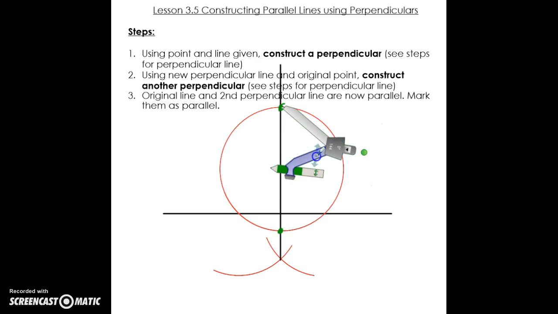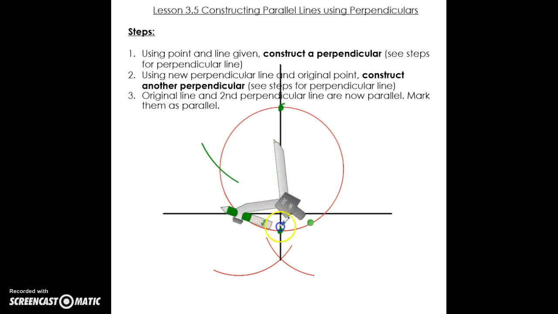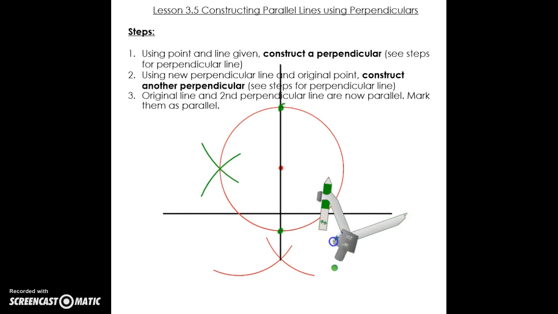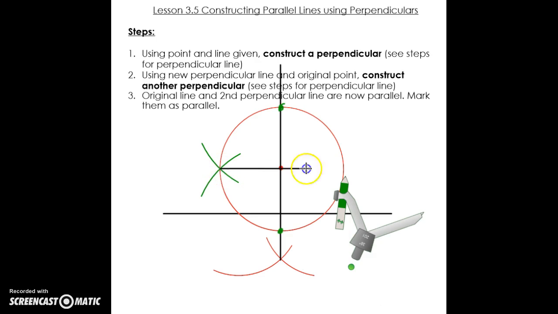and I can make new arc marks, but I need to make my compass slightly larger. And I can either go on the left side here or the right side, doesn't matter, but I'm going to make my arc marks that'll intersect each other. And where they intersect, I'll take my straight edge and connect through to my point. And because these were both perpendicular, that means that my original line and my final line are parallel.